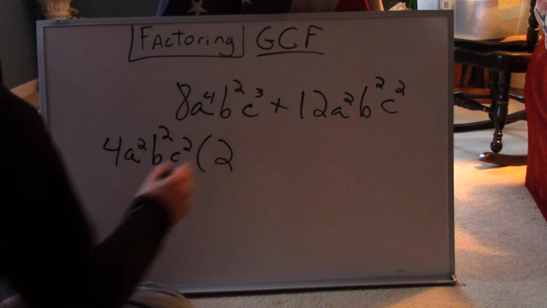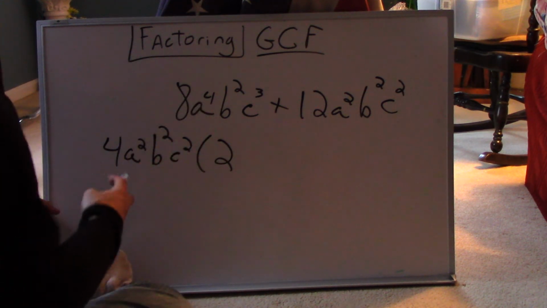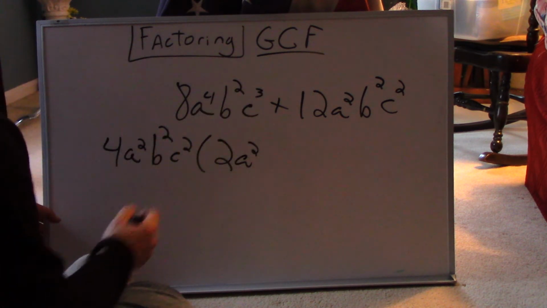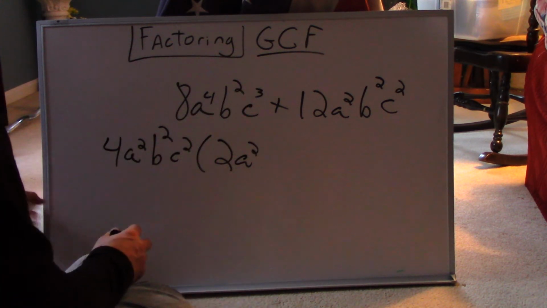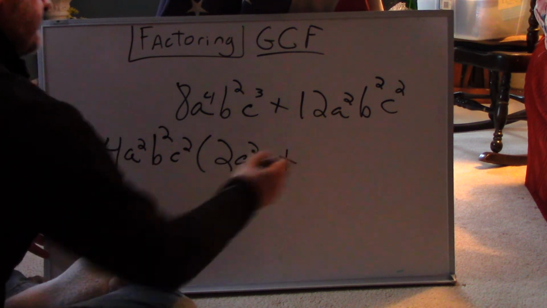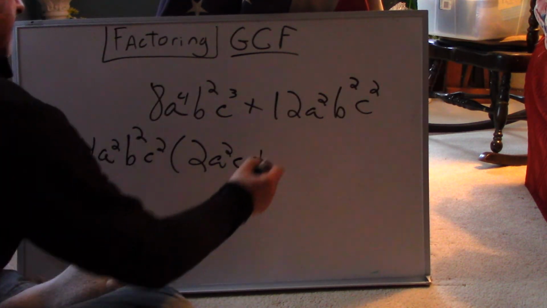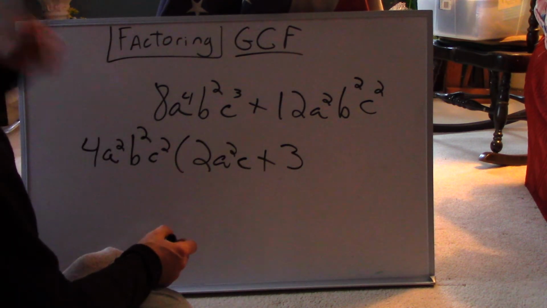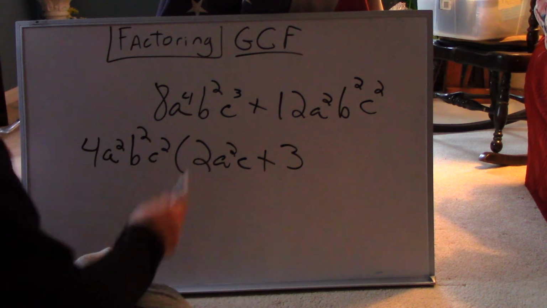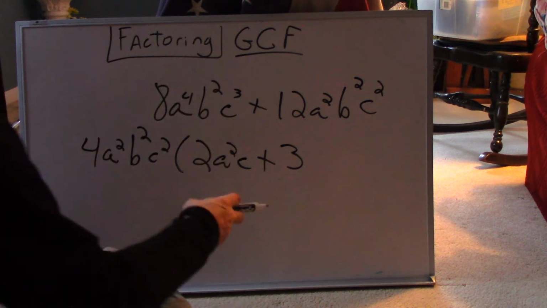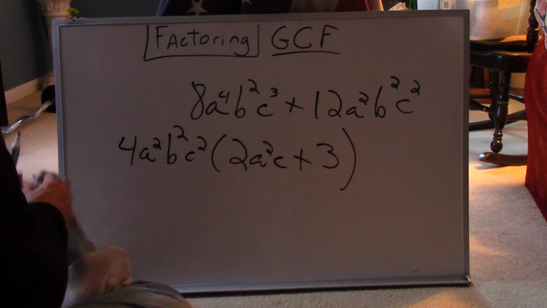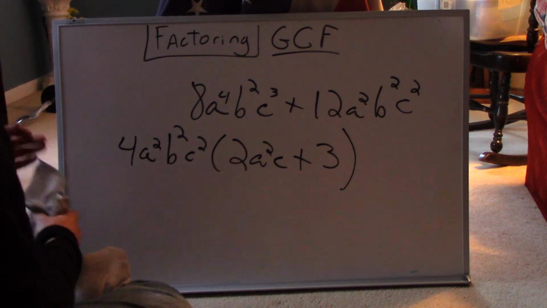4 into 8 is twice. A to the fourth minus a to the second is a to the second. B to the second minus b to the second is nothing. It disappears. C to the third minus c to the second is c. 4 into 12 is 3. A to the second minus a to the second is nothing. B to the second minus b to the second is nothing. C to the second minus c to the second is nothing. Boop, that's it. 2a squared c plus 3.